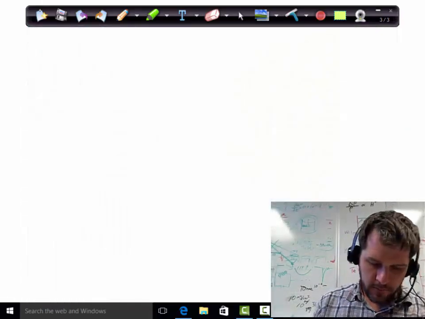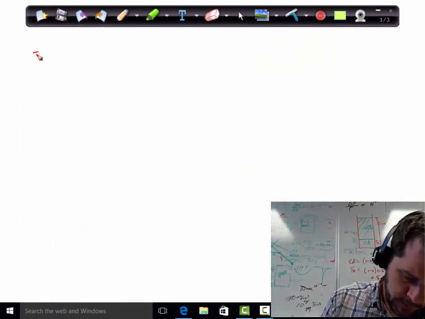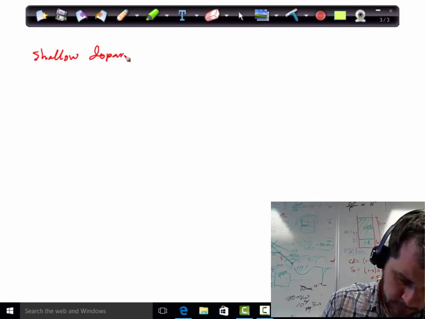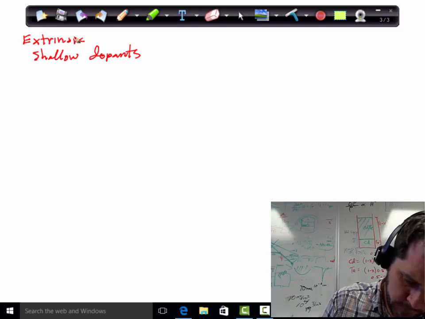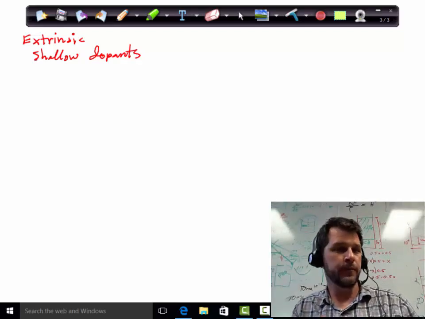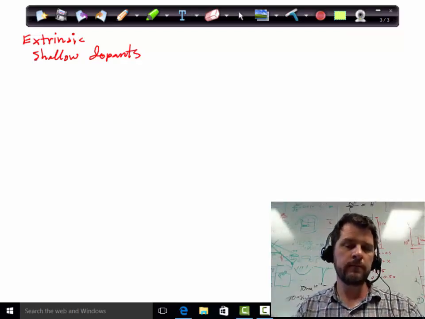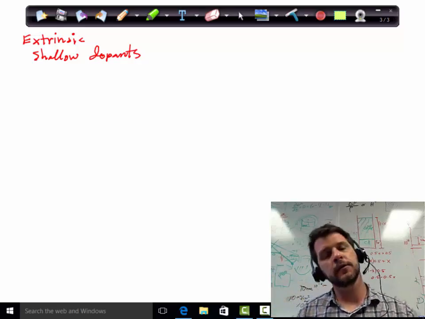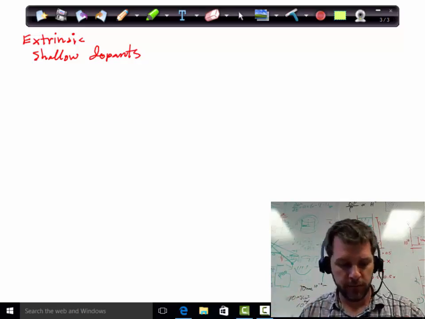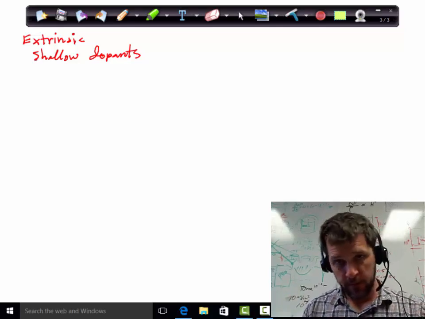So the assumption we're going to make for shallow dopants, and again, we're talking about the extrinsically doped case. The intrinsic case meant very pure silicon, nothing else in it. Extrinsic means from the outside. So there's some phosphorus put in it or some boron put in it to provide electrons or holes respectively.